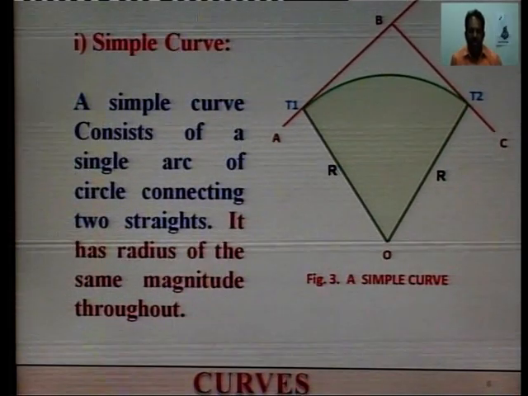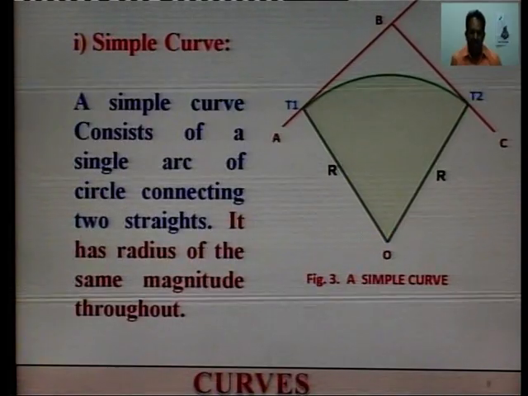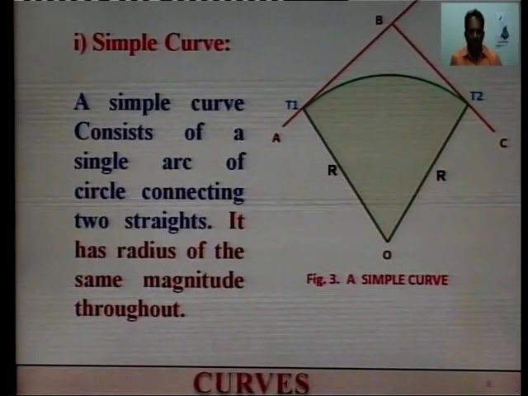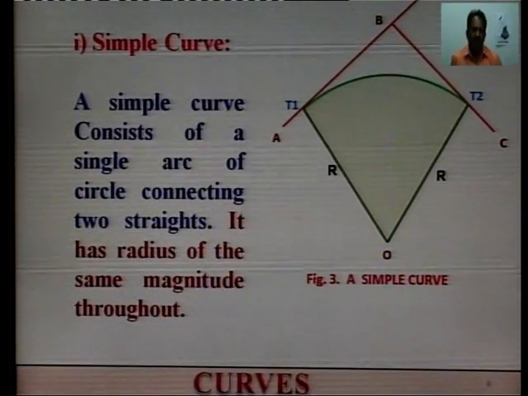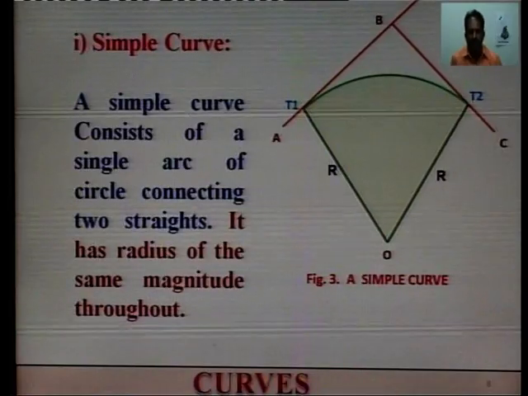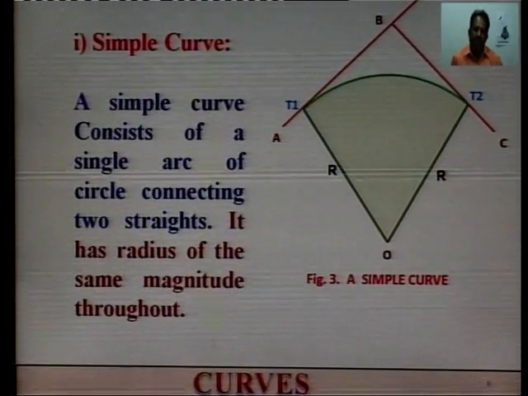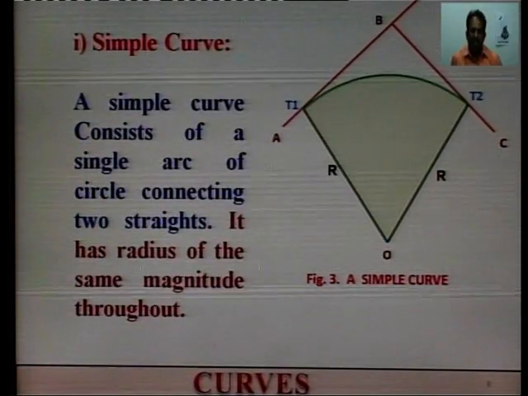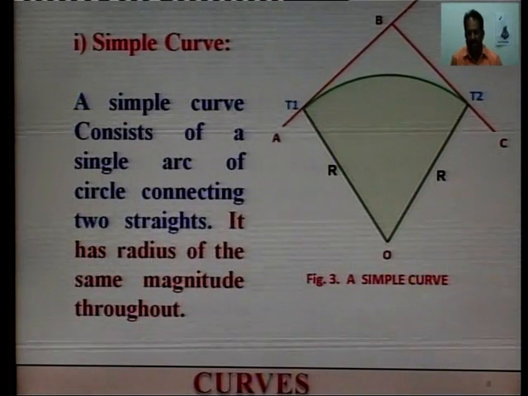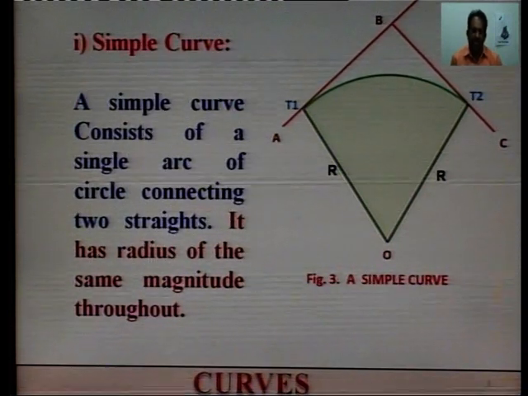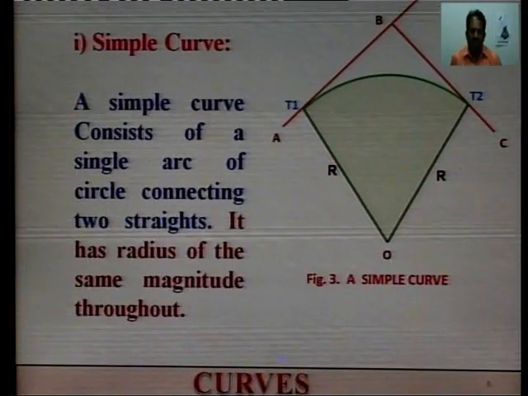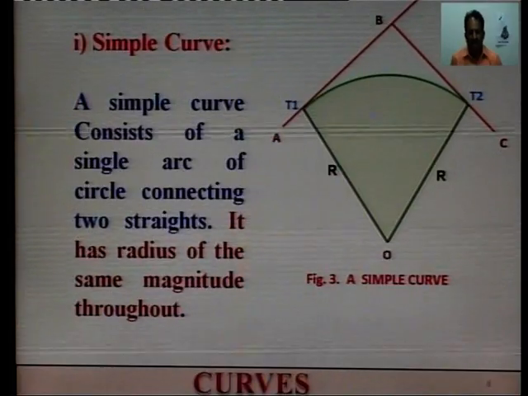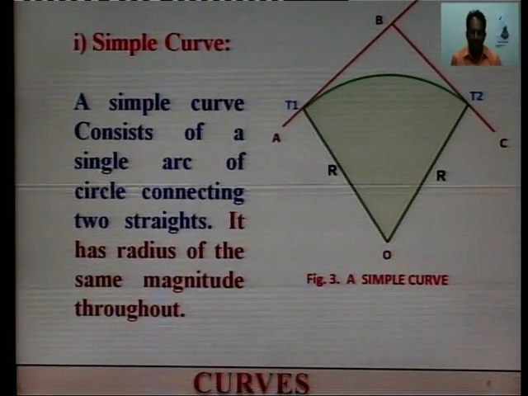So, when these straights are connected by a single arc, that is there is only one arc, it is called a simple circular curve or simply simple curve. It has radius of the same magnitude throughout as is being shown on your screen. A simple circular curve has the same radius as is being shown on the figure. So, a simple curve consists of a single arc of a circle connecting 2 straights and it has a radius of the same magnitude throughout.